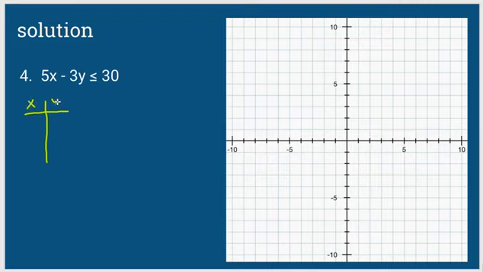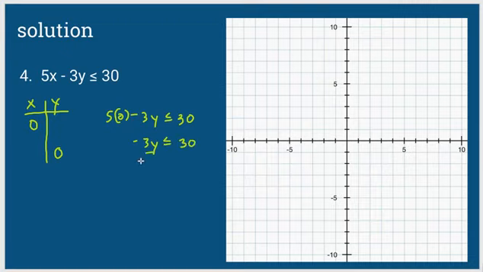What I'm going to do is figure out if x equals 0, what's y equal to? And then I'll do if y is equal to 0, what is x equal to? Off to the side here, I'm going to plug in 0 for x. And then I'll have minus 3y is less than or equal to 30. I'm copying down the less than or equal to 30, but I'm really just thinking about this as though it's an equal sign for the moment. 5 times 0 is just 0, so that leaves me with negative 3y is less than or equal to 30.